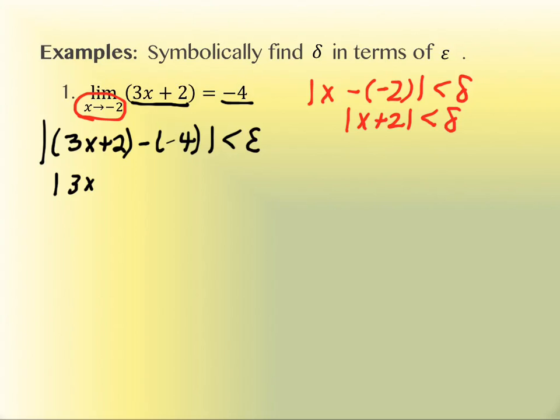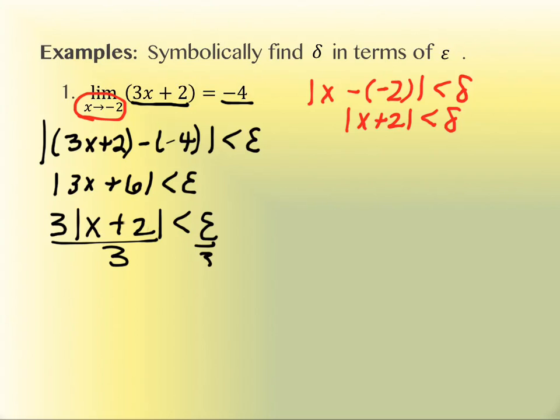Combine like terms, so this will be 3x, and then what? Plus 6. Then what? We can factor out a 3, and it factors out positive, right? Oh, I have a typo there, sorry about that. There we go. And then what? Divide by 3. So we've found that the absolute value of x plus 2 is less than epsilon over 3. What that tells us is that our delta value is the same as epsilon over 3. So this is delta equals epsilon over 3.